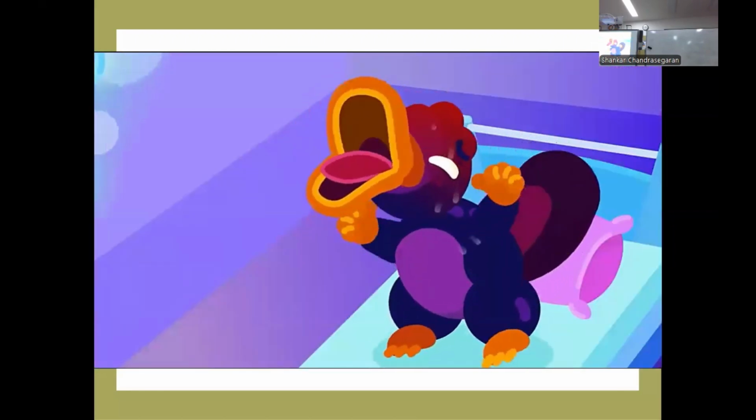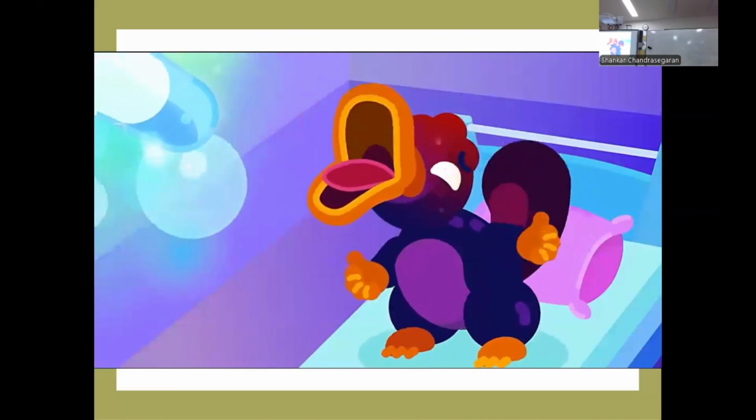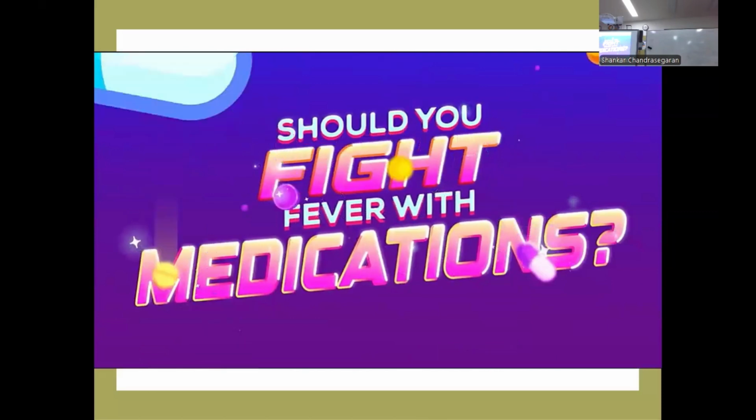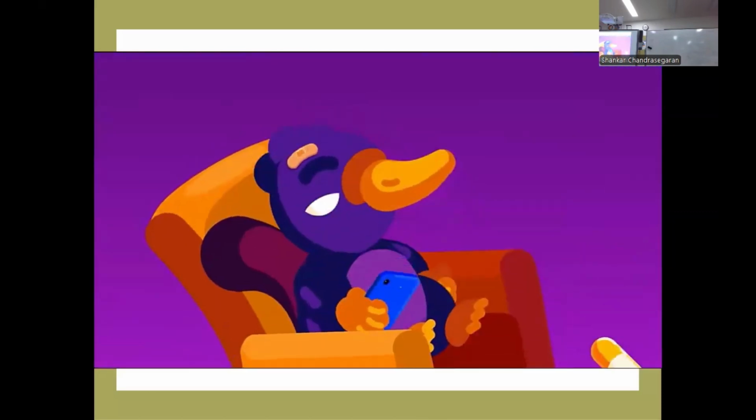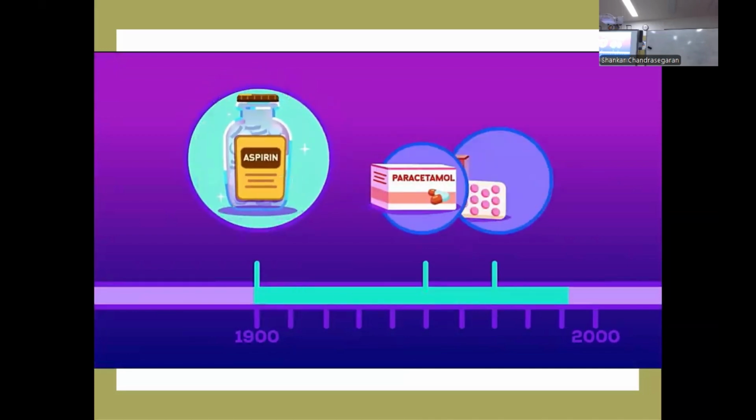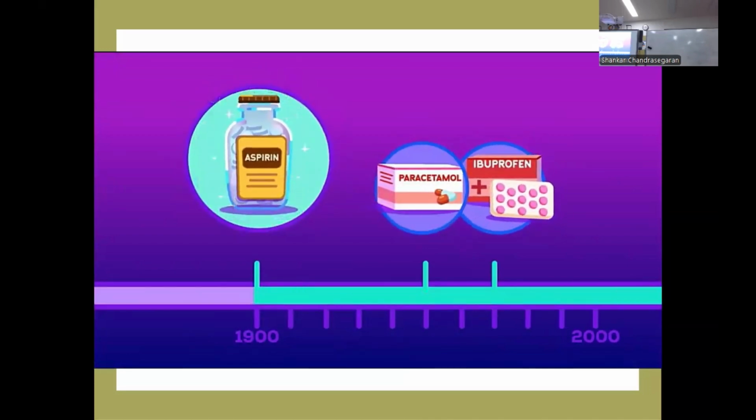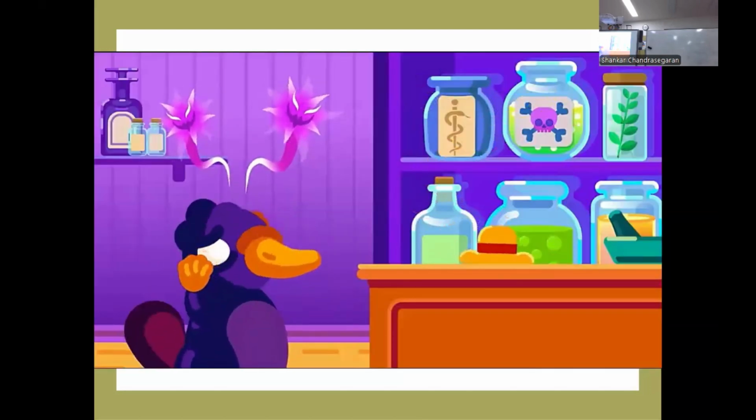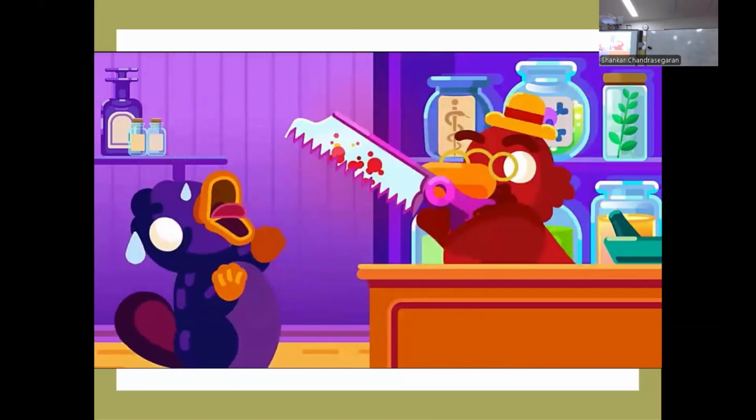But if fever is so great, why do we stop it when we're sick? Should you fight fever with medications? We think it's normal to have magic pills, but relatively harmless over-the-counter pain medication like aspirin or ibuprofen only became cheap and widely available in the last century or so. Going to a pharmacy to get something for your headache is extremely new in human history.